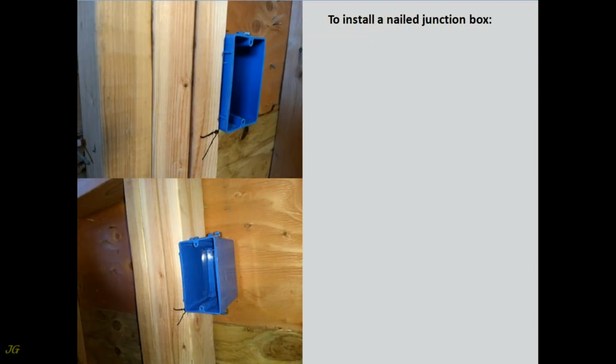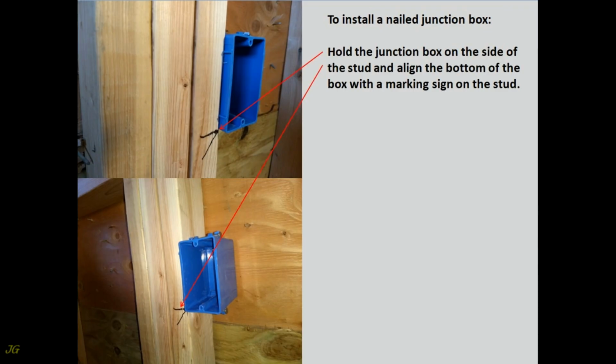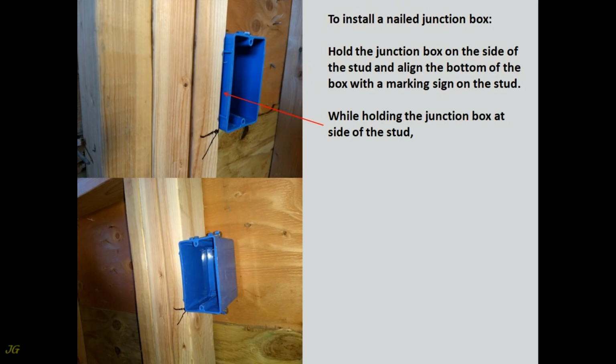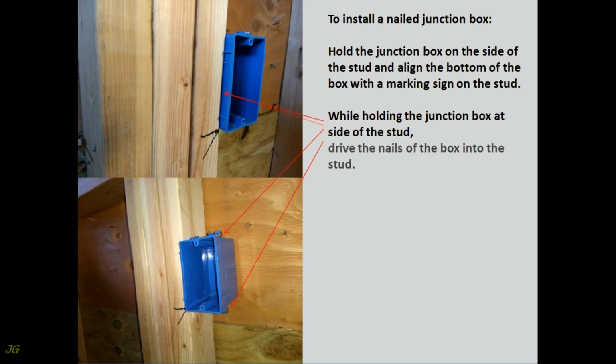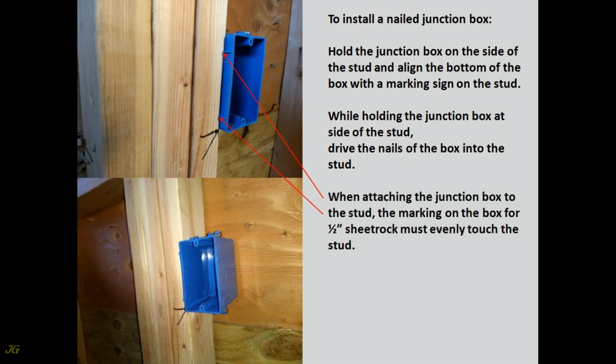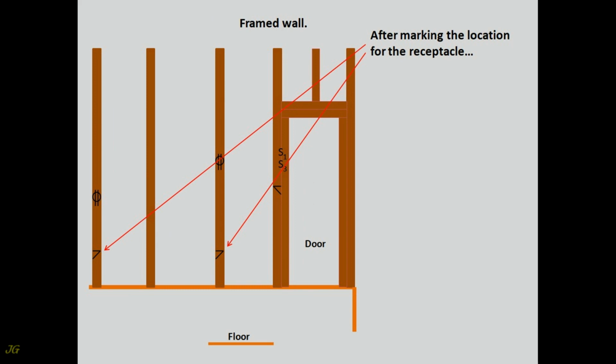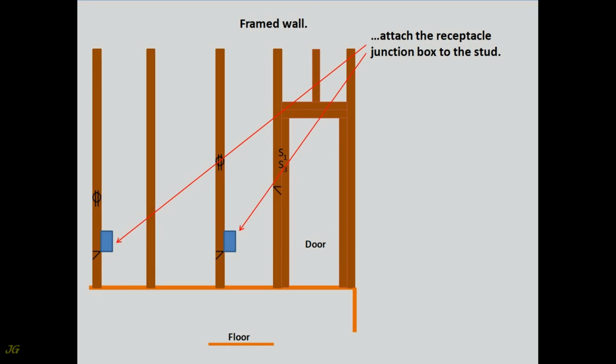To install a nailed junction box, hold the junction box on the side of the stud and align the bottom of the box with a marking sign on the stud. While holding the junction box at the side of the stud, drive the nails of the box into the stud. When attaching the junction box to the stud, the marking on the box for 1/2 inch sheetrock must evenly touch the stud. After marking the location for the receptacle, attach the receptacle junction box to the stud.